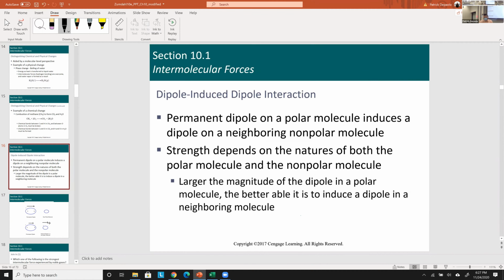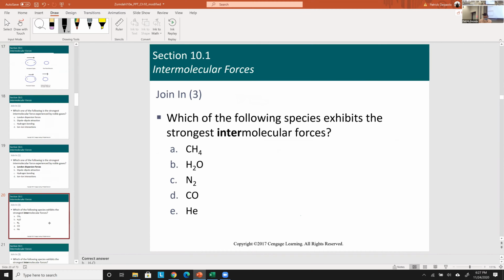So the strength of the induced, oh, actually this one's a different one. Okay, my bad. You can have a combination of these interactions. And there's actually one we didn't talk about. Is it even covered in these slides?